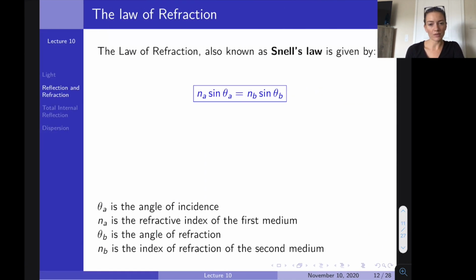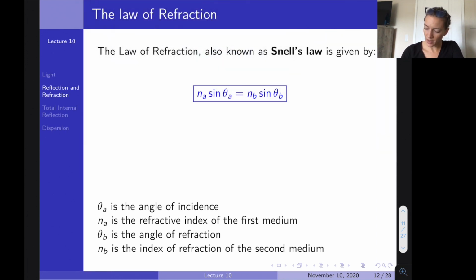Then we have the law of refraction. The law of refraction is a little bit more difficult. Obviously, we've got some sines. This is also known as Snell's law. Snell's law is given by the index of refraction of the first medium times the sine of the angle of incidence, and that's equal to the index of refraction of the second medium times the sine of the angle of refraction.